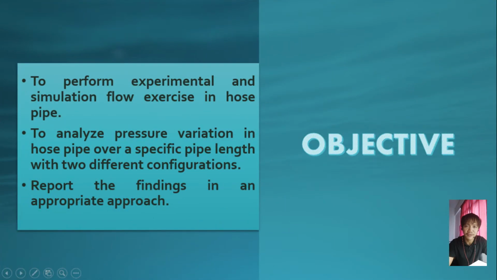Next, for this assignment, we have objectives that we need to achieve. So, for the first one, to perform experimental and simulation flow exercise in hose pipe. Next, to analyze pressure variance in hose pipe over a specific pipe length with two different configurations. And the last one is to report the findings in an appropriate approach.